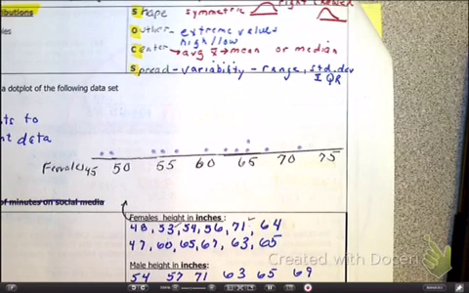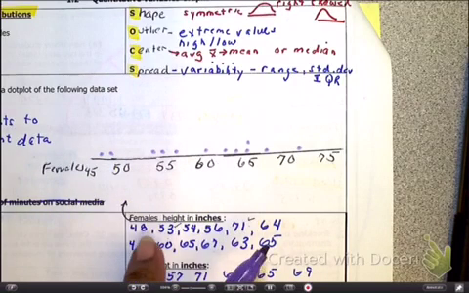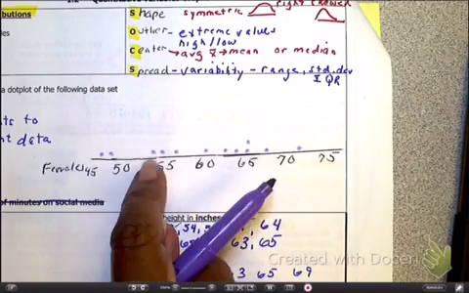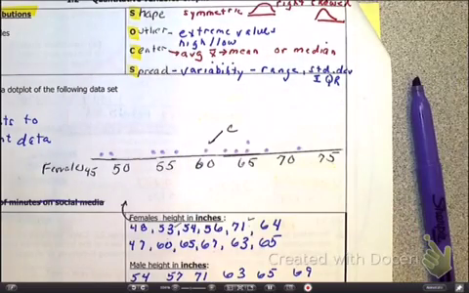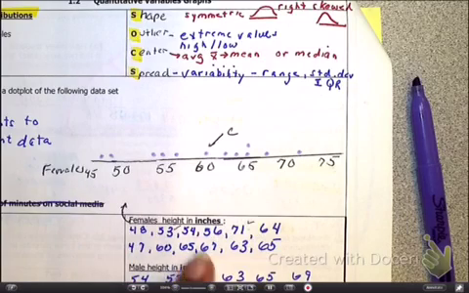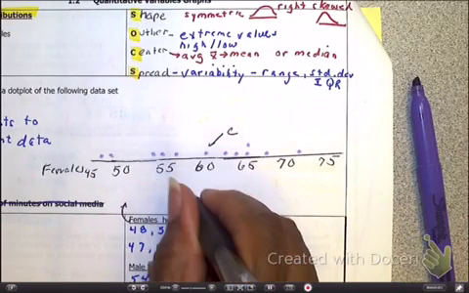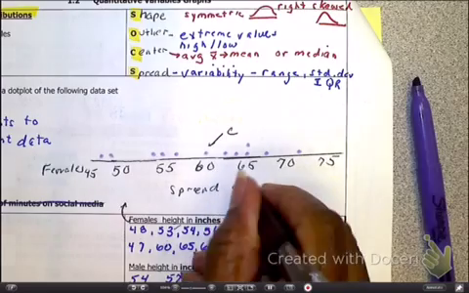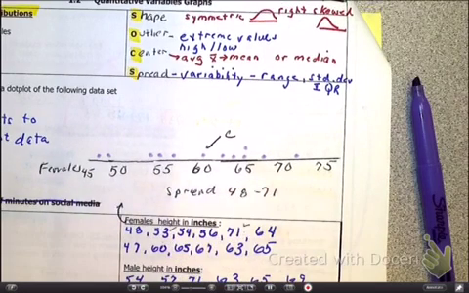Now, as we look at this dot plot, it really doesn't tell me much about anything. Yes, I can figure out my center. How many are there? 1, 2, 3, 4, 5, 6. Yes, here is my center. Yes, I can determine my spread. It ranges from, 45, nope, wrong, from 48 to 71. So here's my spread, 48 to 71.